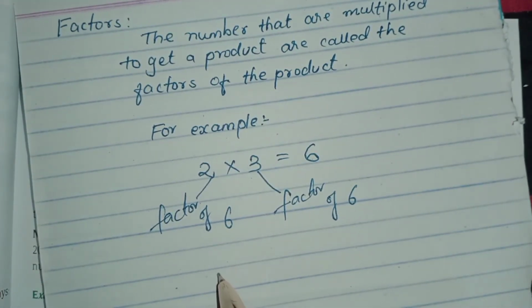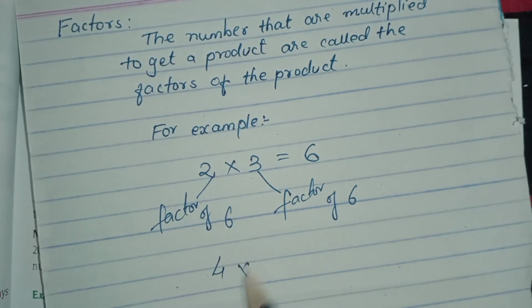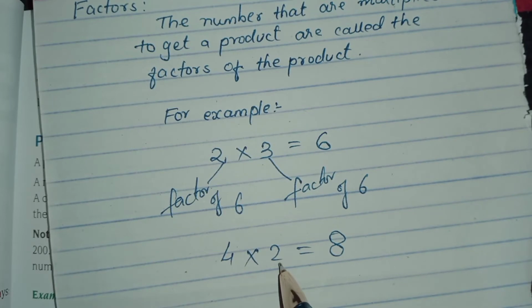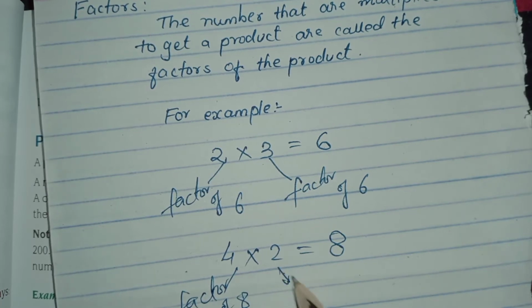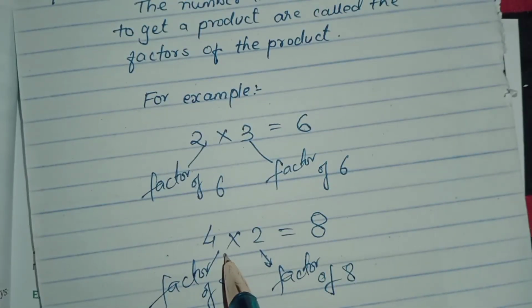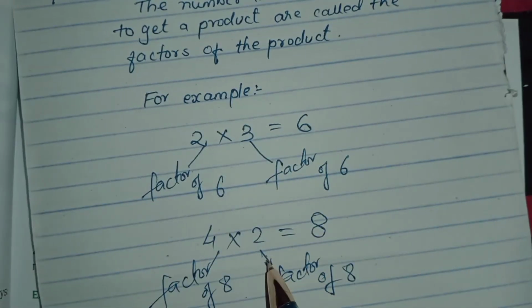That is, 4 when multiplied by 2. So 4 2s are 8. So here which numbers have we taken? 4 and 2. So when we have multiplied these 4 and 2, what have we got? The product 8. So the numbers which we have multiplied, these are the factors of 8. 4 is the factor of 8. 2 is the factor of 8. That means 8 comes in the 4 table also, 8 comes in the 2 table also. No, 4 2s are 8, 2 4s are 8.